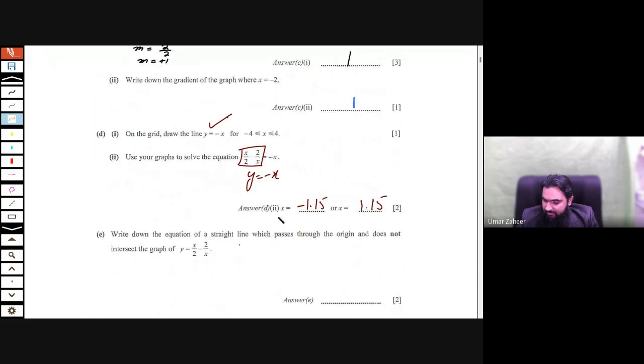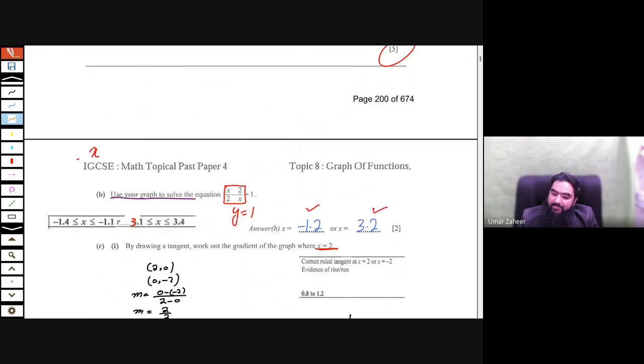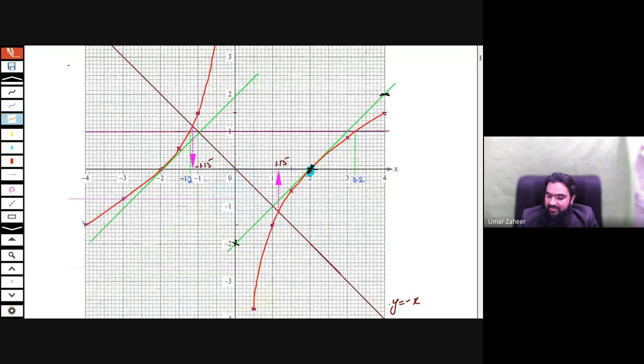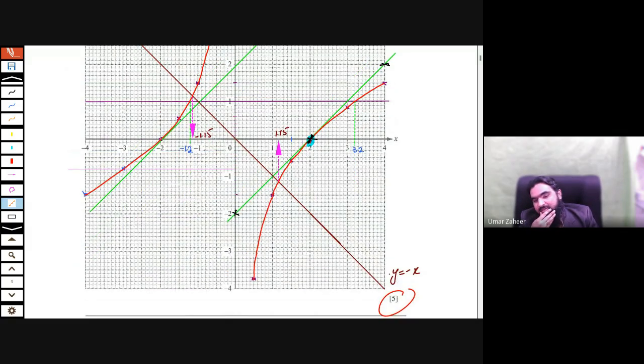Okay, next one, we have the last part. He says to write down the equation of a straight line which passes through the origin and does not intersect the graph. Okay, that passes through the origin and does not intersect the graph. So you have to draw the line, any line that does not touch the graph. So it's very simple. Can you tell me which is the line that does not cut the graph?